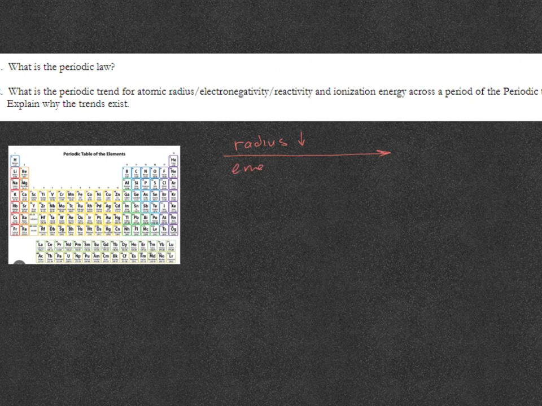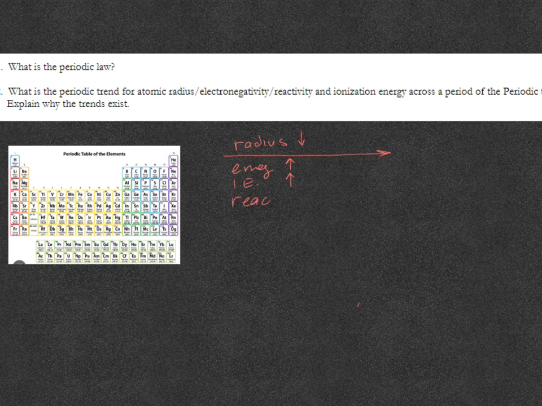Your electronegativity is going to increase going across. Your ionization energy generally increases going across because the atoms are getting smaller. As they get smaller, the electrons are closer to the nucleus. As they become closer to the nucleus, they're held more tightly. It takes more energy to remove them.